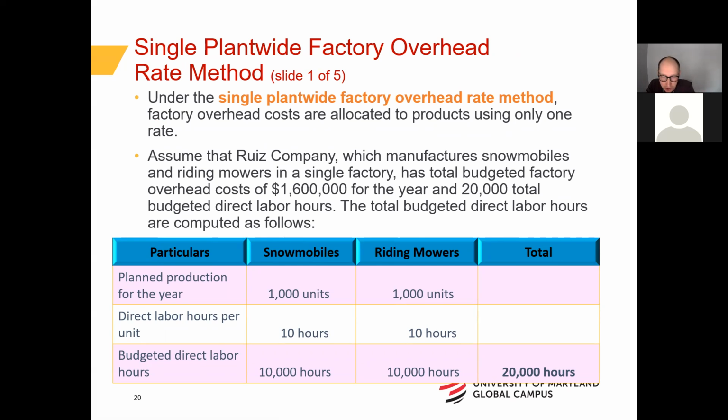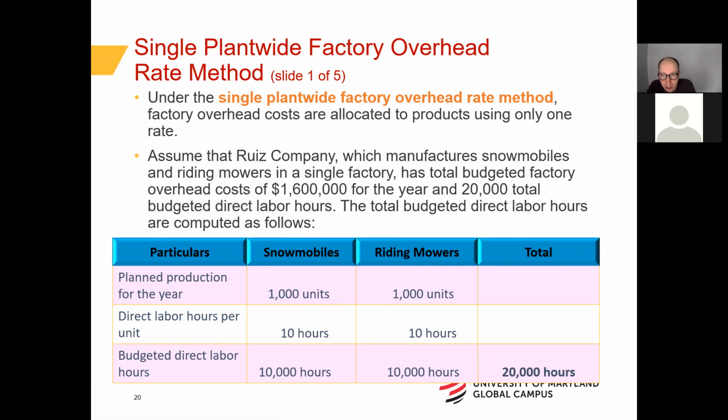I'm going to be using an example throughout this concept, Ruiz company. This company manufactures snowmobiles and riding lawnmowers. That is their company. That is what they manufacture. And I'm going to be using this example for all three methods to show you how to calculate the difference between the three. The single plant-wide rate method is the easiest one to use, the absolute easiest. I will also say it is not the most accurate, and I'll show you why.